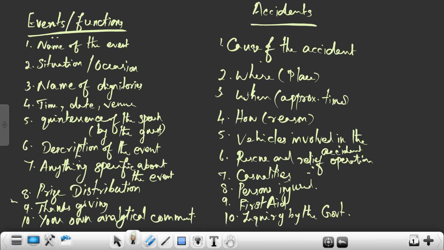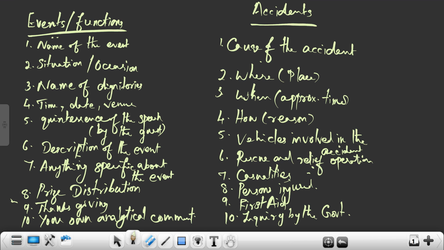we will have a very fine speech by the dignitaries. So the quintessence of the chief guest's speech should be included in your write-up. And you have to give a very dignified description of the event or the function. And if there is something specific about the event, you have to mention that. And also you have to speak about the prize distribution, and any other ceremonies performed by the chief guest.